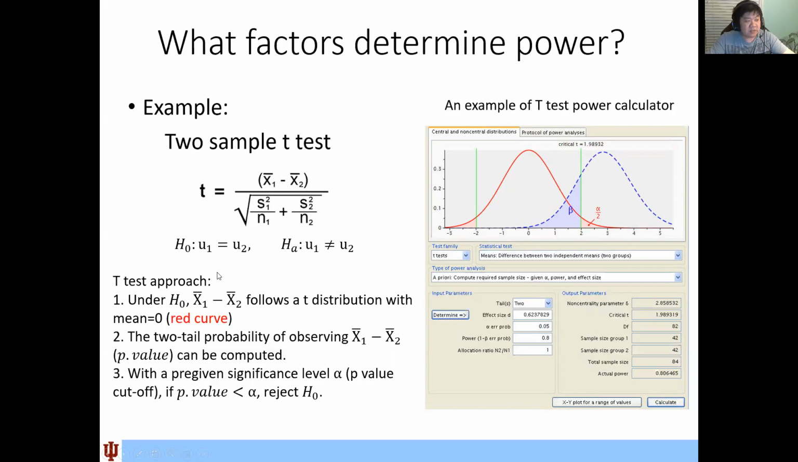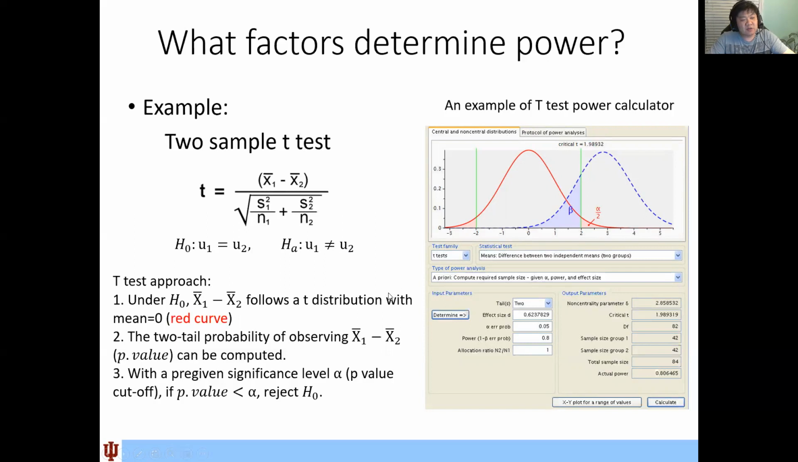So here the null hypothesis H0 is that mu1 equals mu2, which is the mean of the expression level of gene A in the colon cancer equals the mean of the expression level of gene A in the normal colon. And the alternative hypothesis is they're different.